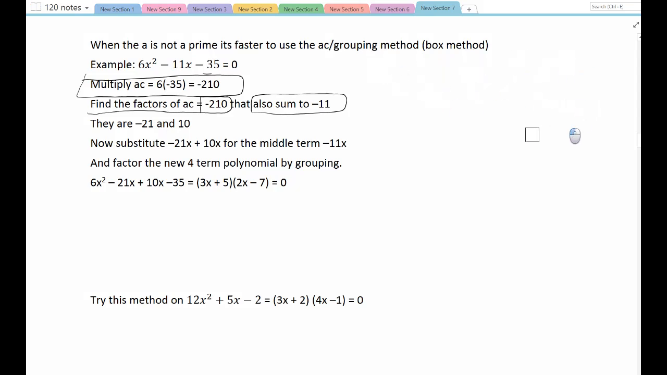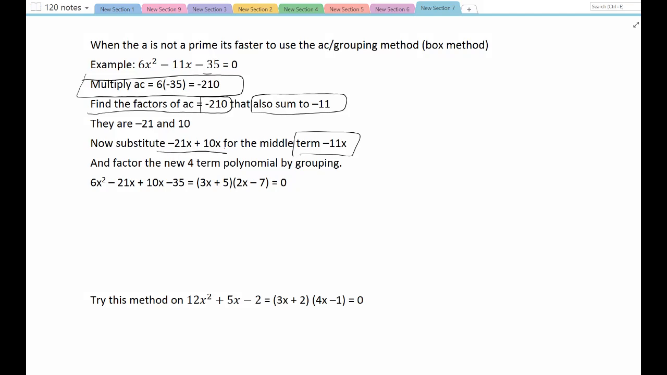And so what we do is we take those, and that's what the middle term splits up into. So instead of having the negative 11x, I split it up into those two factors. I take negative 11x and split it into negative 21x and a positive 10x. And so it's the same, right? Negative 21x plus 10x is exactly the same.